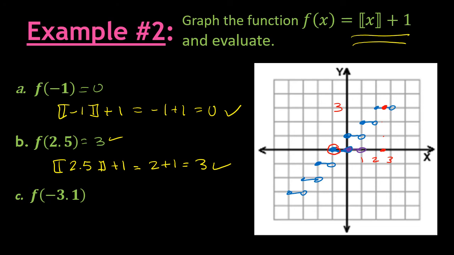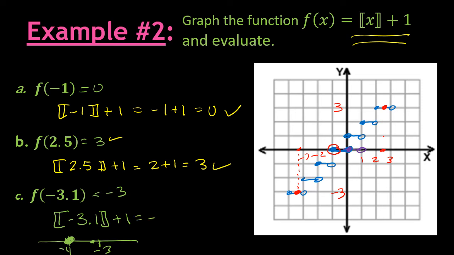And example C, f of -3.1. So if I come over here, -1, -2, -3, -3.1's here. So if I come down here on my graph, it appears that I have a y value of -3. If I tackle this problem algebraically, the greatest integer function of -3.1 plus 1. These are the most challenging for me, so here's -3, here's -4, here's -3.1. So the greatest integer less than or equal to -3.1 is -4. So here I have -4 plus 1, which is going to give me an answer of -3.